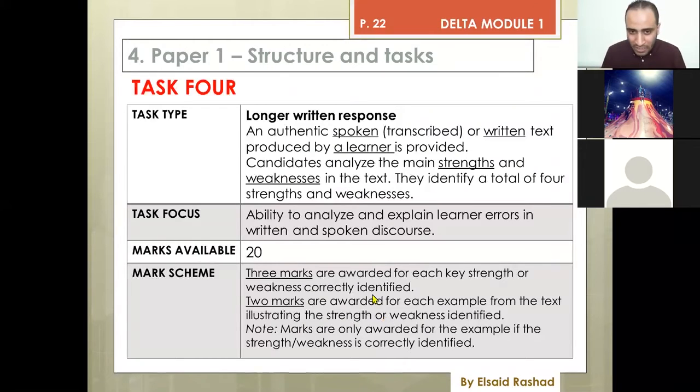Let's move on to paper 1, task 4. Paper 1, task 4, does anyone here teach IELTS or IGCSE or SAT? Does anyone here check or mark students' writing or students' speaking?